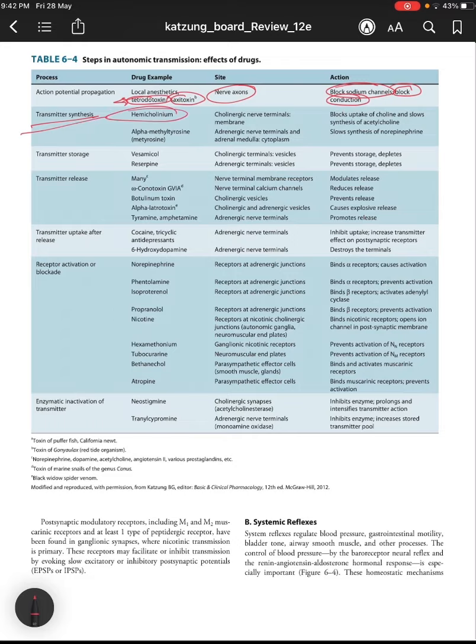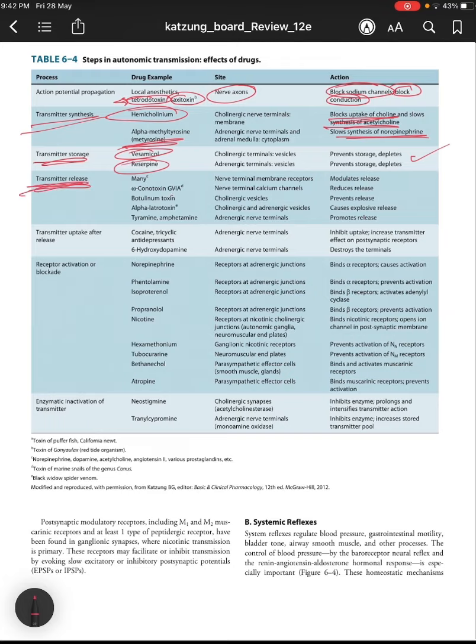Next, transmitter synthesis, we talked about this. Hemicholinium prevents choline from entering into the cells, blocks uptake of choline, slows the synthesis of acetylcholine. Okay. Next, metyrosine, we talked about it in adrenergic neurotransmitter action. It was preventing tyrosine from being hydroxylated, so it slows down the synthesis of norepinephrine. Coming to transmitter storage, here we have vesamicol, here we have reserpine. The action is the same, but in different neurons.